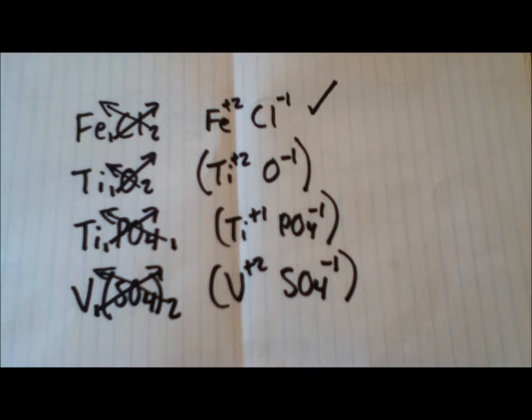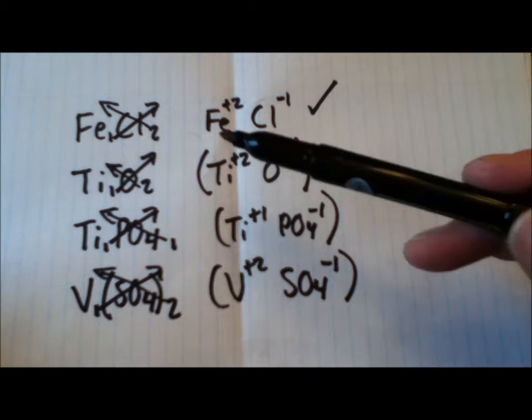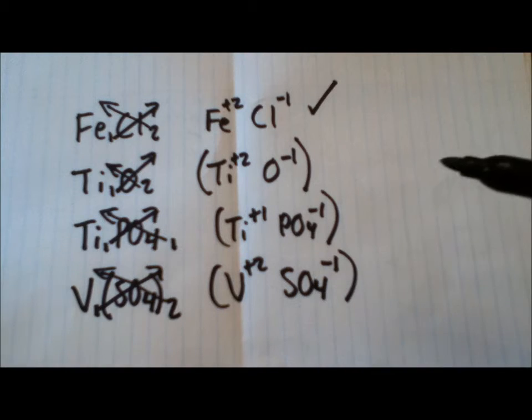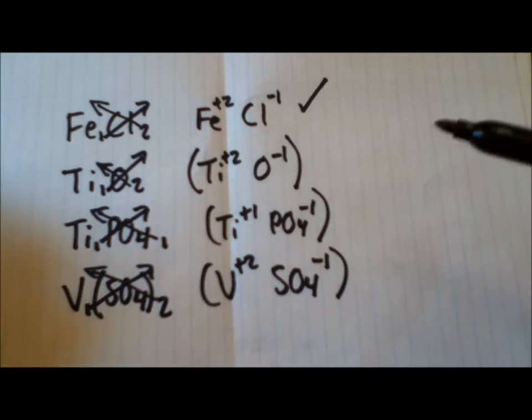This is the sixth video, naming ionic and polyatomic compounds. We're just going to continue with the examples that we did in the previous video to see what you need to do once you've got these brackets placed around the formulas.